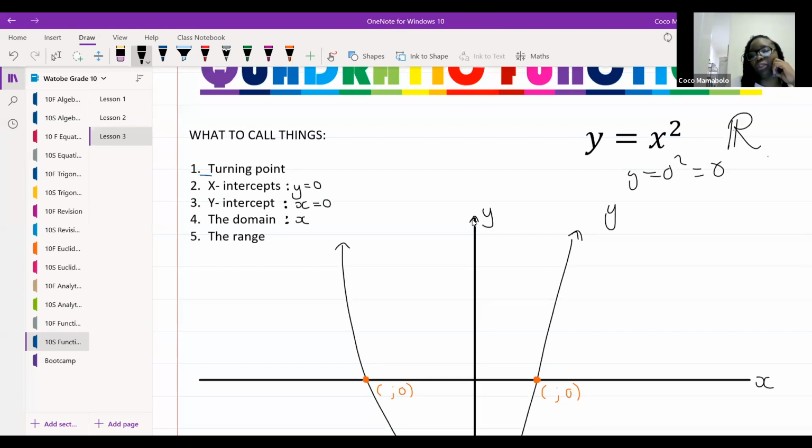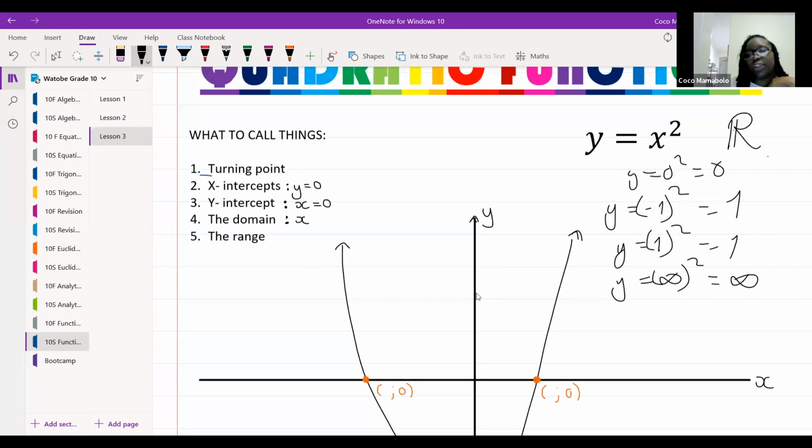-1: y is equal to -1 all squared, which is equal to 1. It gives me an answer. That's also an answer. Any other number that we can think of that's not going to give us an answer? Infinity: y is equal to infinity squared, which is equal to infinity.